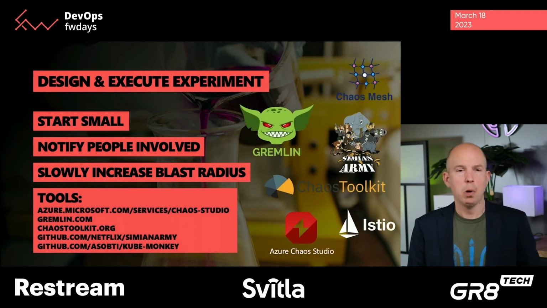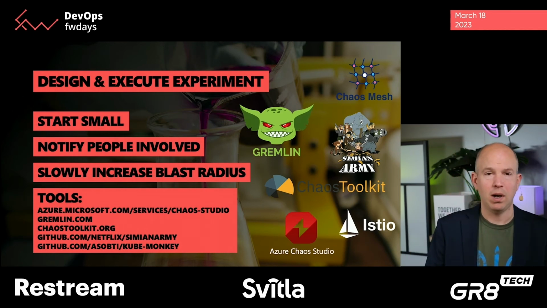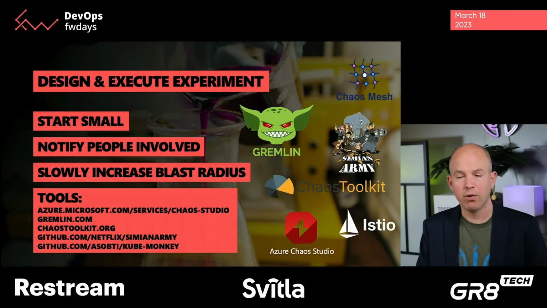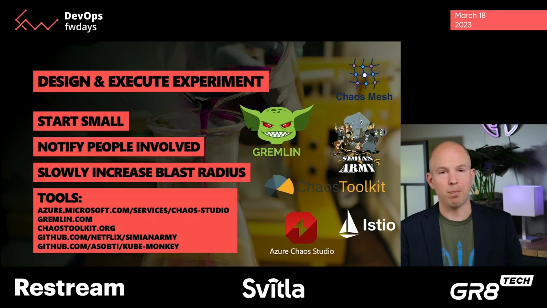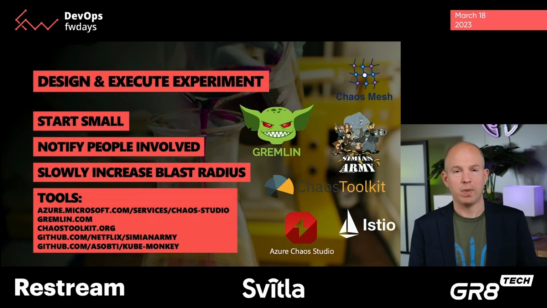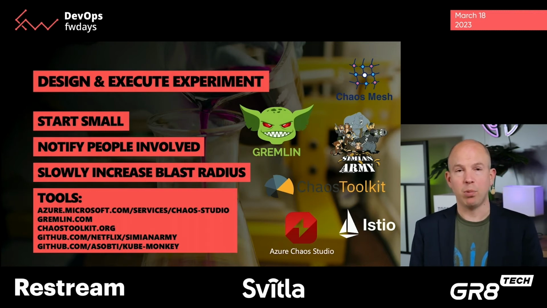And then we can use all kinds of tools to help us do these experiments. Some examples that you might already know are Gremlin, which is a commercial product. It's a SaaS product that you can just buy and that helps you to design these experiments. But there are also open source tools like Chaos Toolkit or Chaos Mesh, where Chaos Mesh is really a service mesh on Kubernetes that helps you implement chaos within the Kubernetes cluster. And Microsoft last year started with Azure Chaos Studio, which is just a SaaS solution coming out of the box with their cloud platform.